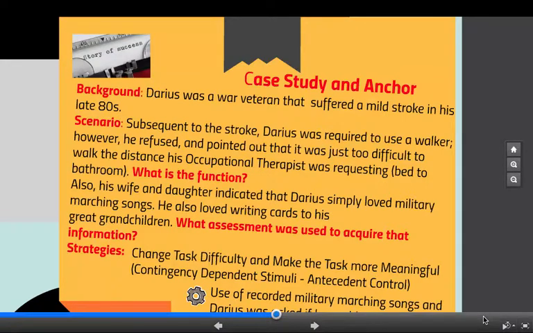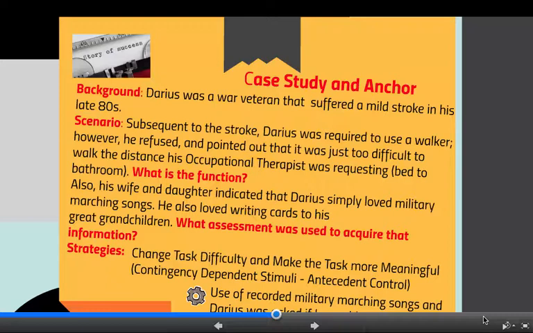So Darius was a war veteran, and he had suffered a mild stroke in his late 80s. And despite being in his late 80s, he was a pretty fit individual, and very generally, prior to the stroke, very energetic and engaged and active as well. Subsequent to the stroke, Darius was required to use a walker. As a result of the stroke, he lost motor control, and his motor abilities were compromised. So he had to use a walker.